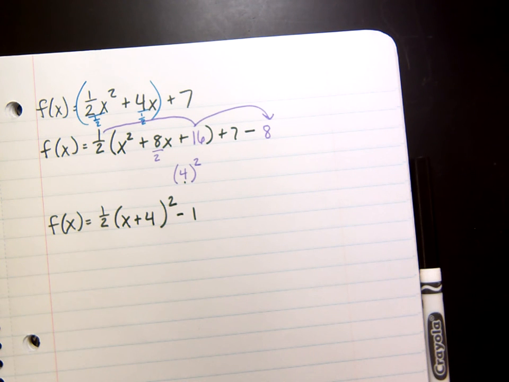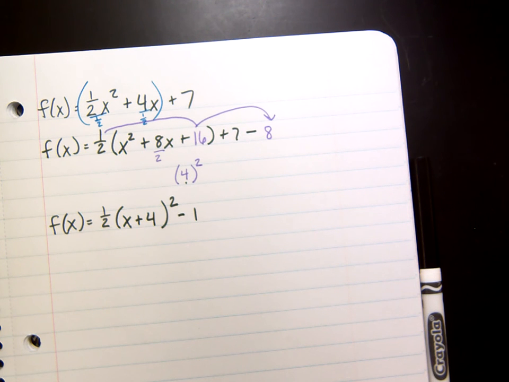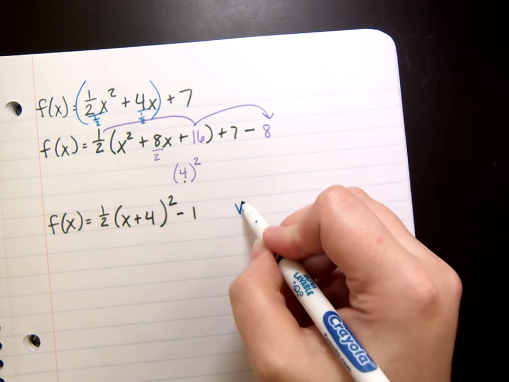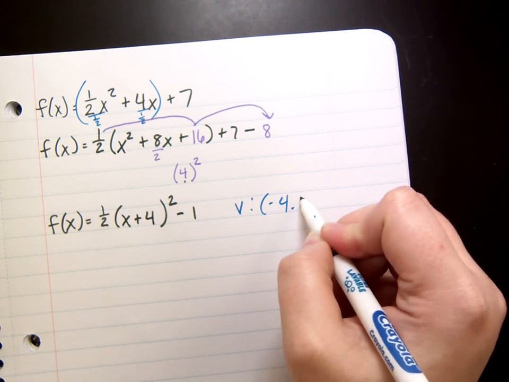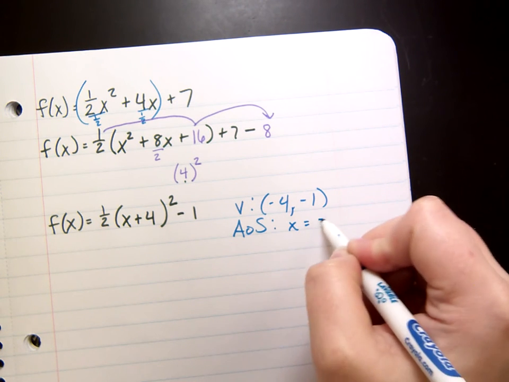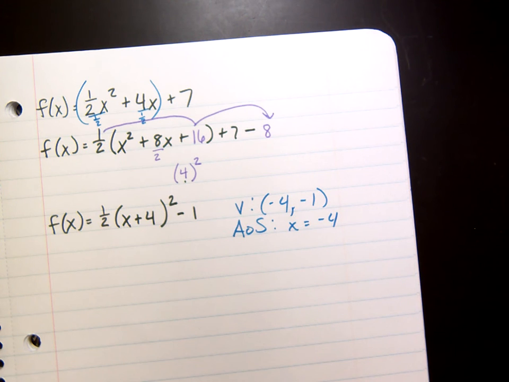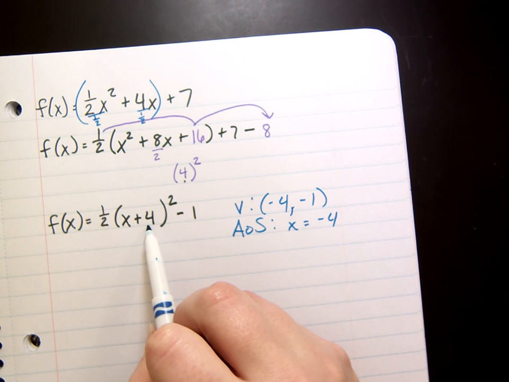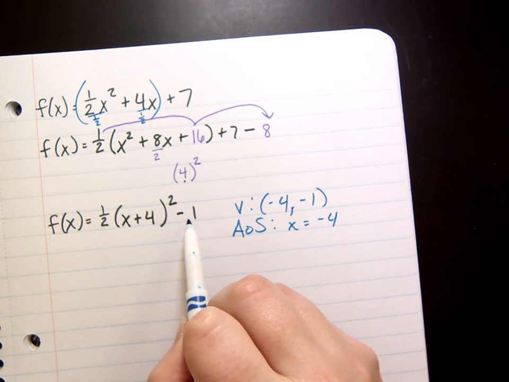So again, I can tell all kinds of information by looking at this function in vertex form. I can tell you the vertex is (-4, -1). I can tell you the axis of symmetry is x equals -4. I can tell you what kind of transformations we have: a vertical shrink by 1/2. We have a graph that moved left 4 and down 1.